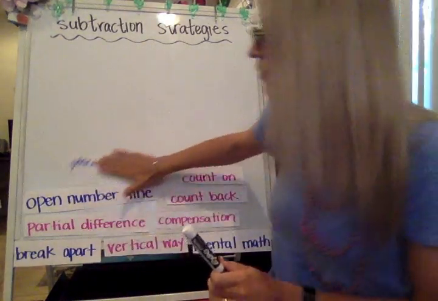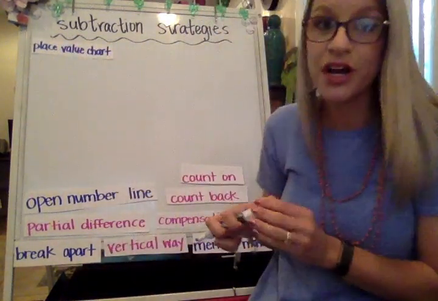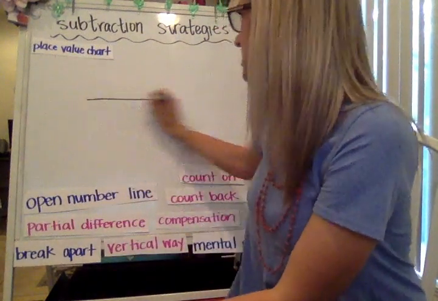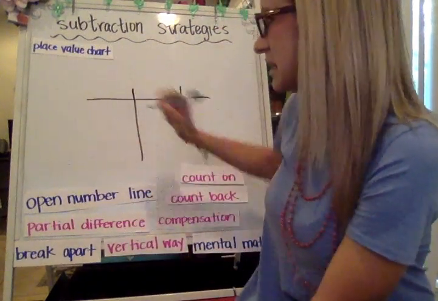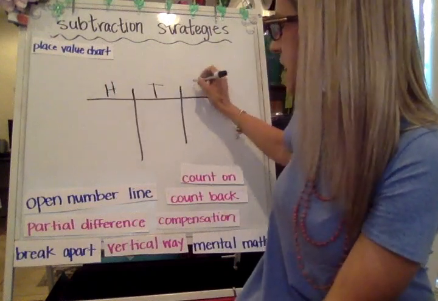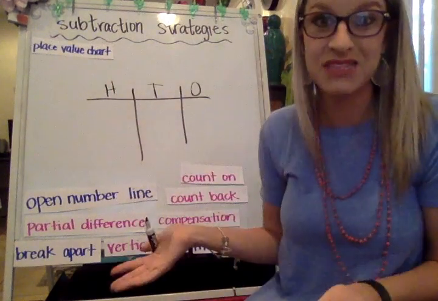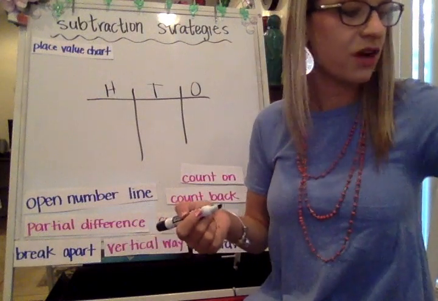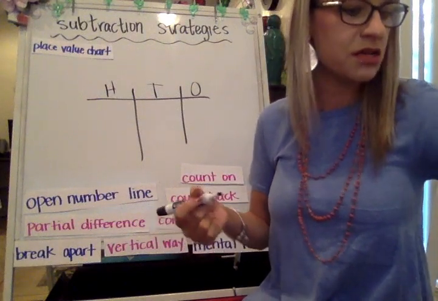The first thing I want to talk about is the place value chart. When I think of the place value chart, the first thing I do is I get a picture in my head just like this, with my hundreds, my tens, and my ones place. This is what the place value chart looks like. On the place value chart, I have a couple of problems I wanted to do.